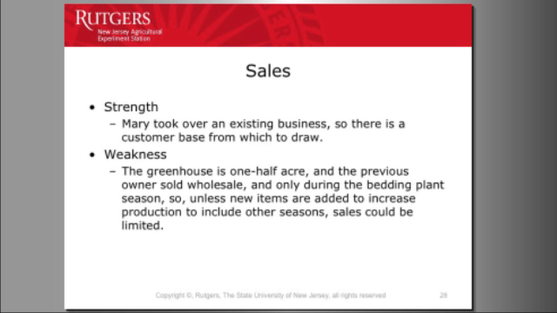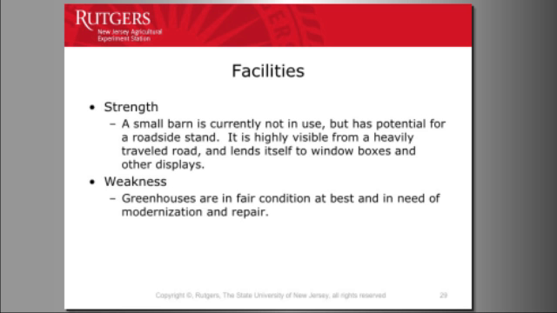In terms of sales, the strength is that she's bought an existing business, so there is a customer base which she can draw from. The weakness is it's only a half an acre, and the previous owner sold wholesale and only during the bedding plant season, so she's going to have to extend that season, and she doesn't have a sales base yet for that part of the business. The facilities. The strength is there's a small barn not in use that could have potential for a roadside stand if she wants to do direct marketing. It's highly visible. She's on a heavily traveled road, and she could put out window boxes and other displays to encourage people to buy her product.